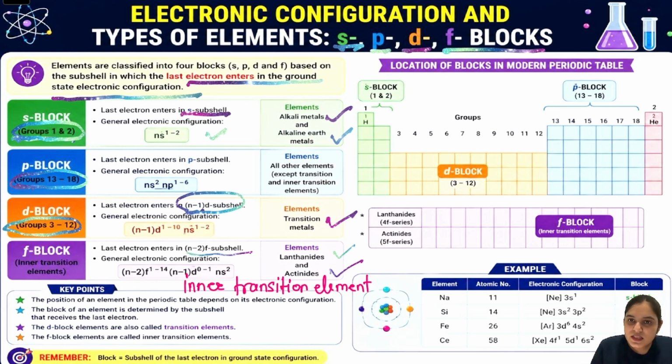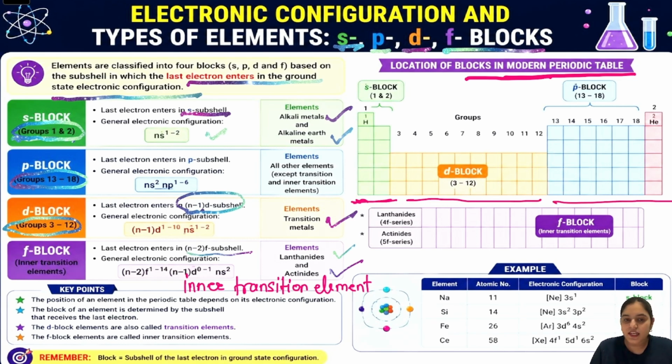Let's discuss the location of the blocks in the modern periodic table. If you look at the modern periodic table, the S block is on the left side of the periodic table, the D block is in the center, and the P block is on the right side. The F block is placed below the main table. This is the lanthanide and the actinide series, the 4f series and the 5f series, which are also called the inner transition elements.